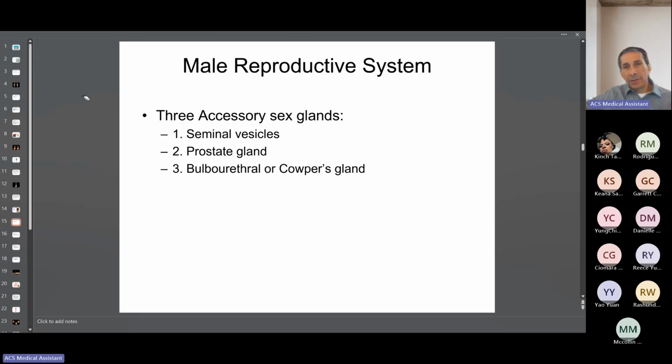Any questions about these three sex glands? So we're going to move on and we're going to talk about once again what it is that the seminal vesicle produces, what the prostate gland produces, what the bulbourethral or the Cooper's gland produces.